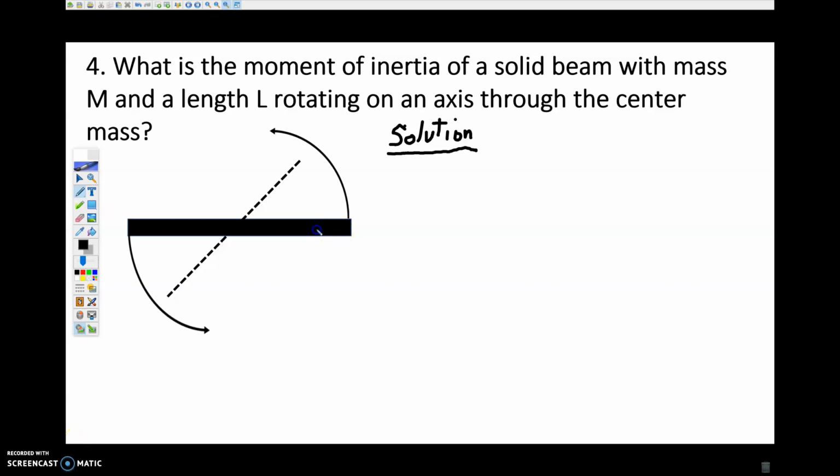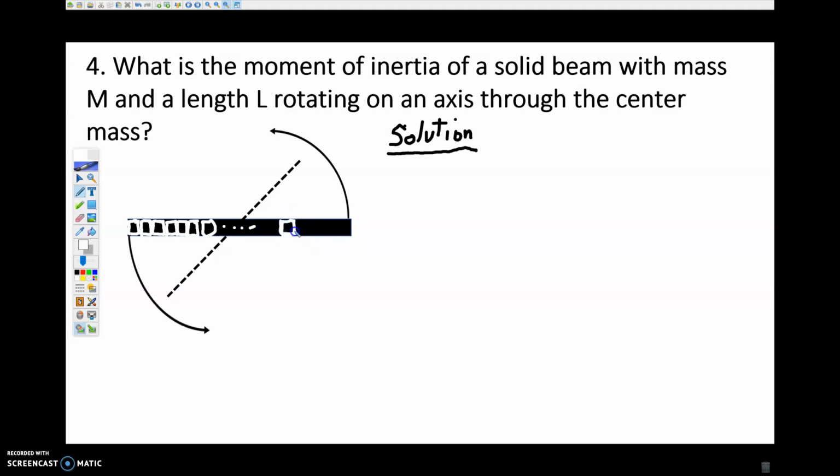Okay, with this solid beam, we're going to have to break the mass up into little increments of mass, infinitely small pieces of mass. Starting at one end, here's a little tiny piece of mass, and then the next one's another little piece of mass. But these would be infinitely small. Each one would be a dm, and this goes all the way on down the line, dot, dot, dot, all the way to the other side.